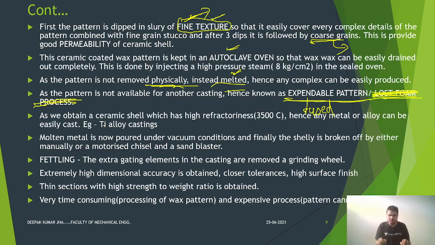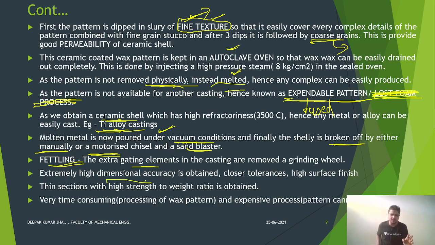Now see, as we obtained a ceramic shell which has high refractoriness, it can be used to cast any metal, because metals with even higher melting points can be easily cast in the ceramic shell. And now molten metal is poured in vacuum conditions so as to refrain from any chances of gas defects, and finally the shell is broken off with the help of a motored chisel if done by machine, or a sand blaster, right? And it can even be done manually. Fettling, extraneous elements are removed with the help of a grinding wheel, and extremely high dimensional accuracy is obtained.